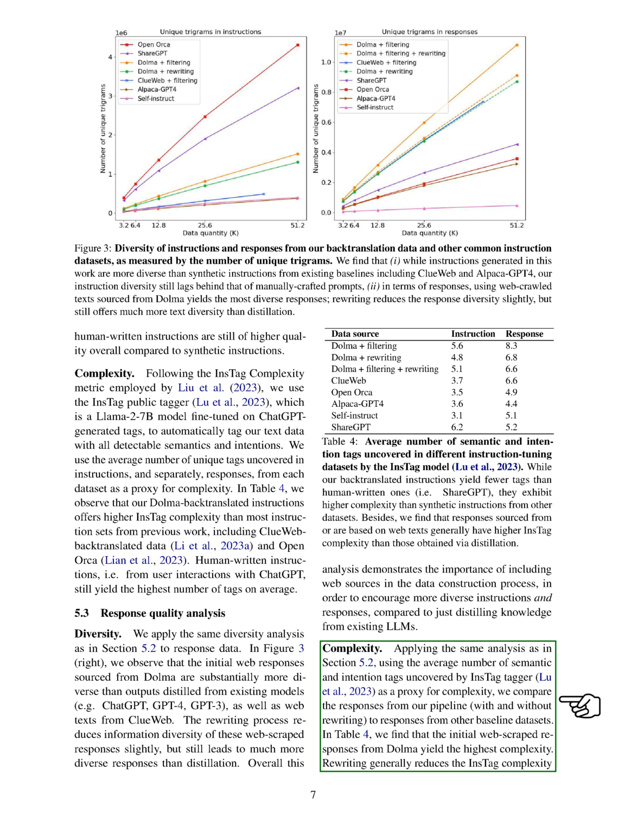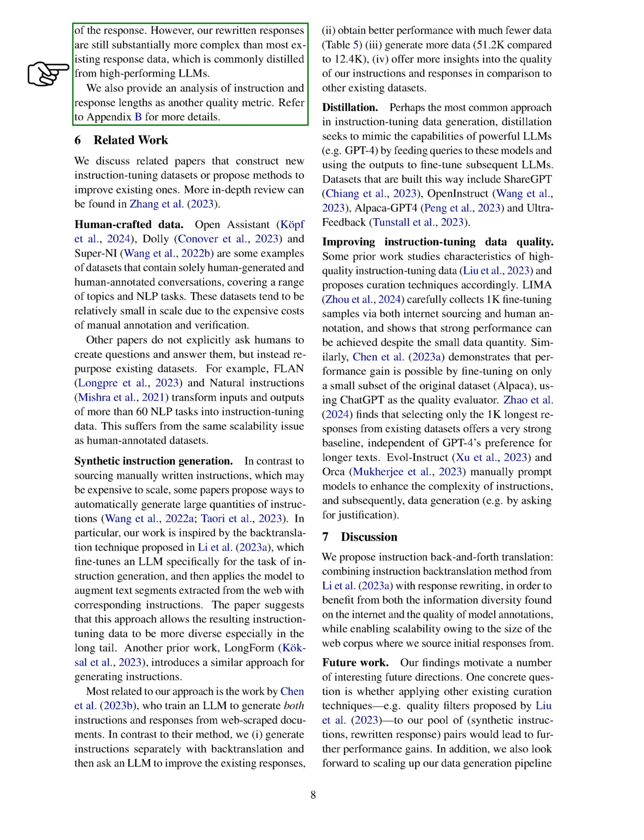Lastly, we analyze the complexity of responses from our pipeline, both with and without rewriting, using the average number of semantic and intention tags as a complexity measure. Our initial web-scraped responses from Dolma exhibit the highest complexity, while rewriting generally decreases this complexity. However, our rewritten responses still maintain a higher complexity than most existing response data, which is typically distilled from high-performing language models. We also provide an analysis of instruction and response lengths as an additional quality metric, with further details available in the appendix.